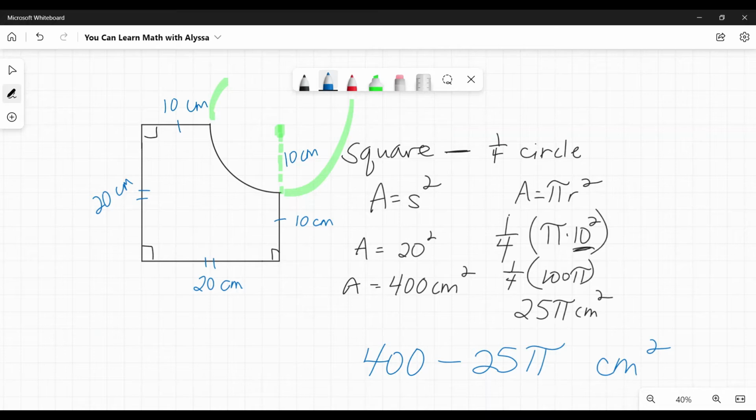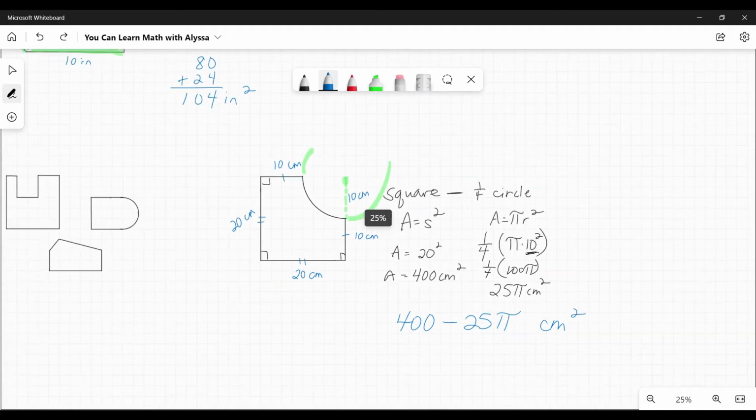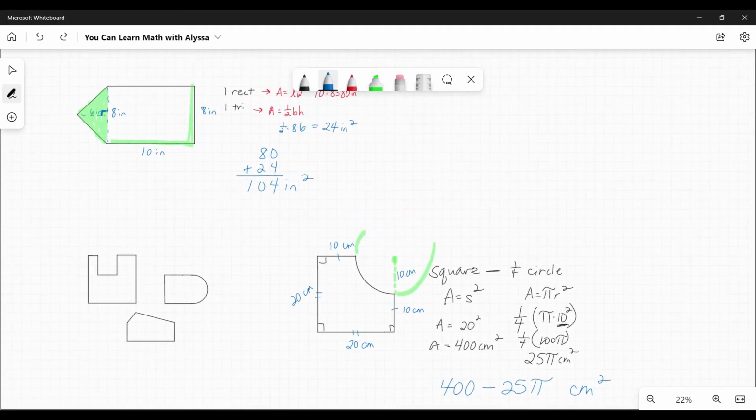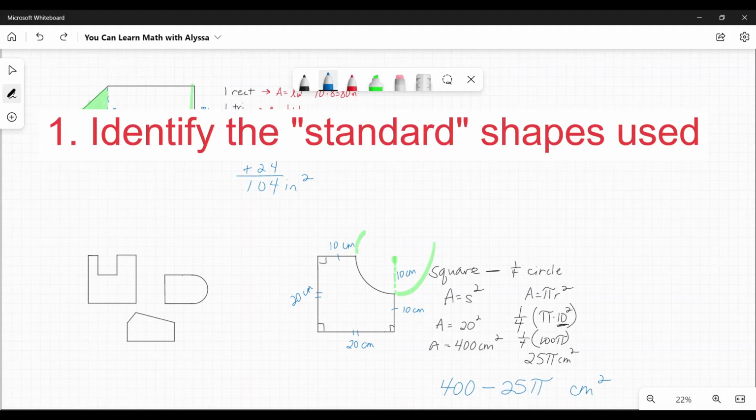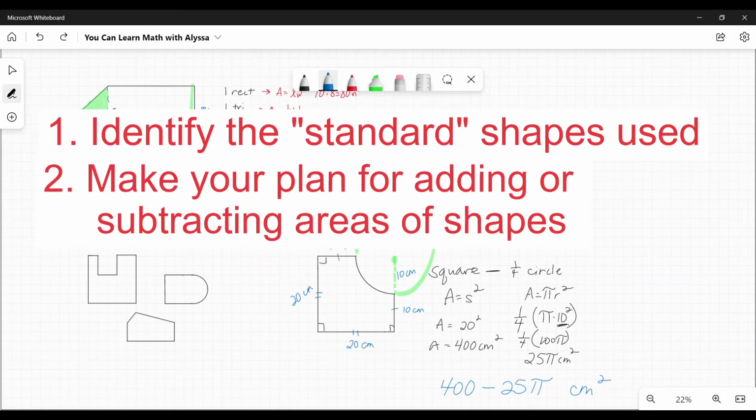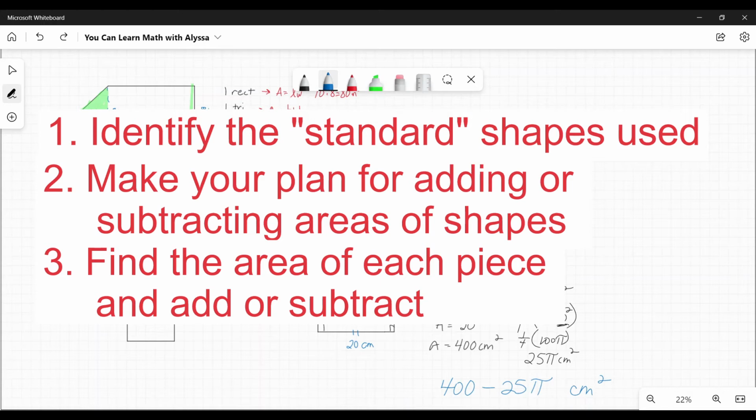If it says to give it as a decimal, like a rounded decimal, then use your calculator to multiply 25 times 3.14, or the pi button on your calculator, and then subtract that from 400 to get your final rounded answer. So for all these composite figures, the key first step is going to be to identify what shapes are involved. Two, figure out your game plan of whether you're going to be adding shapes or subtracting, or even a combination of both, depending on the shape. And then step by step, find the area of each of those pieces and add or subtract accordingly. And do not forget your units squared.